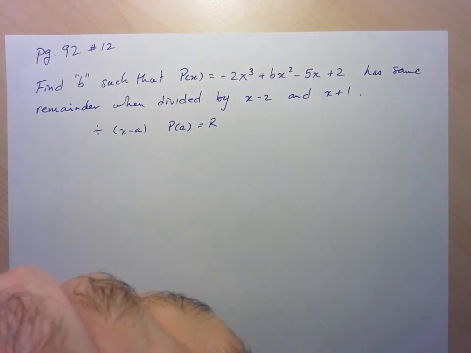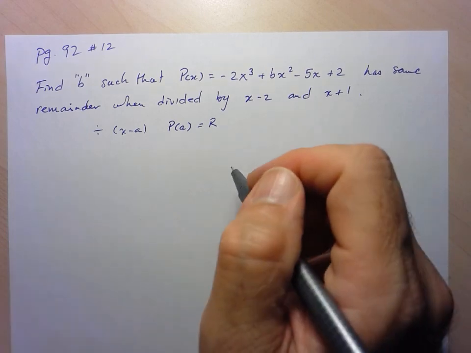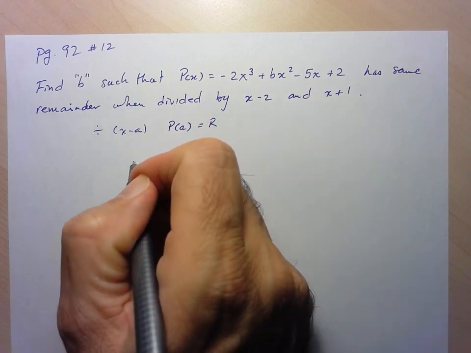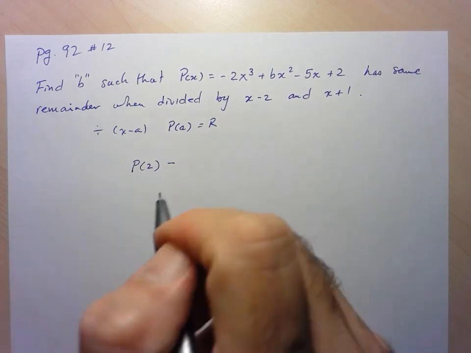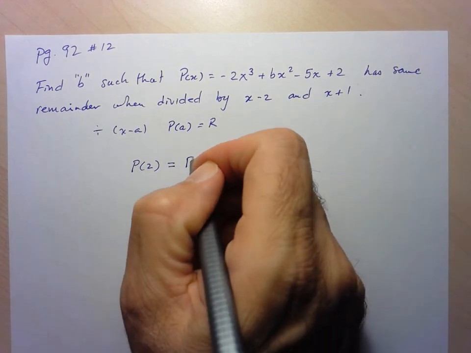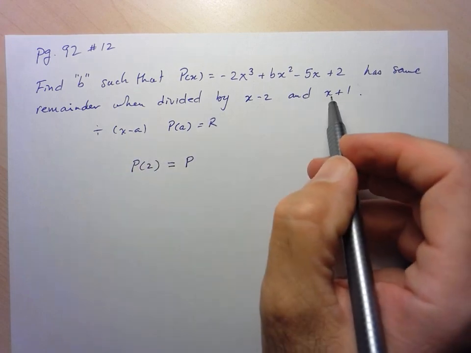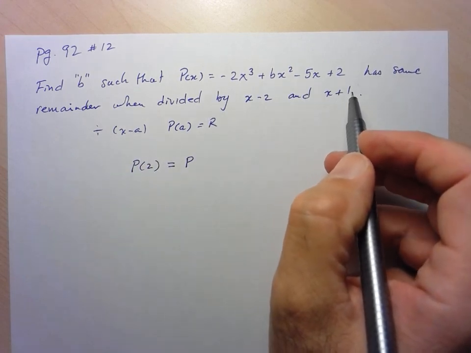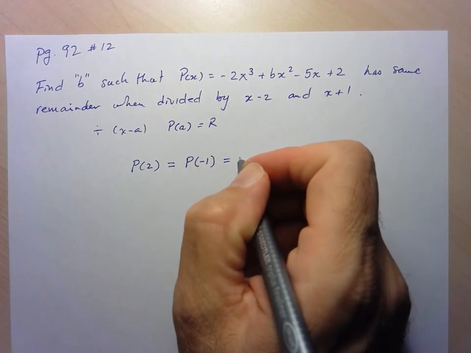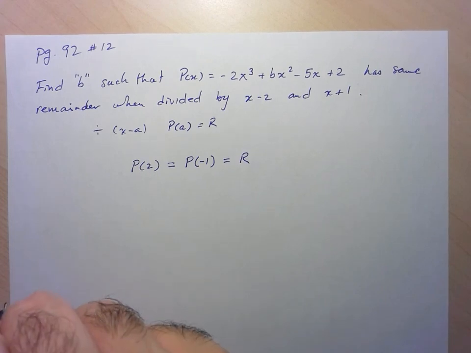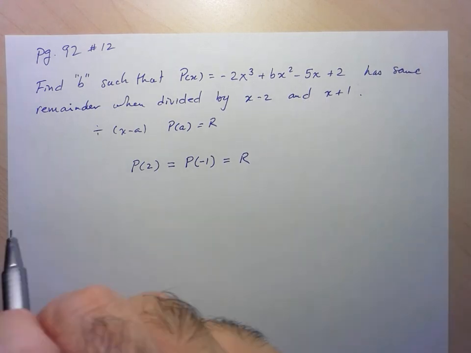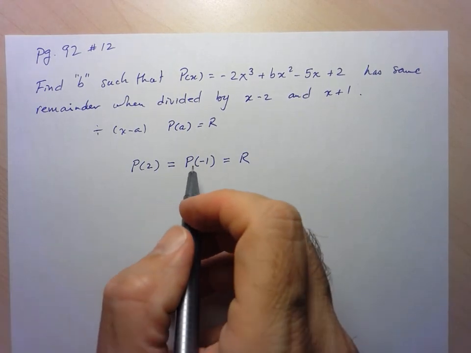Okay, so what they're telling us here is that the remainder when I divide by x minus 2, which is going to be given by p at 2, has to be equal to the remainder when I divide by x plus 1, which would be given by p at, in this case here, x minus a. Since I have x plus 1, it's like x minus negative 1, so p at negative 1. So these two both represent remainders from a division of this polynomial by each of these linear divisors, and they tell us that they have to be the same.